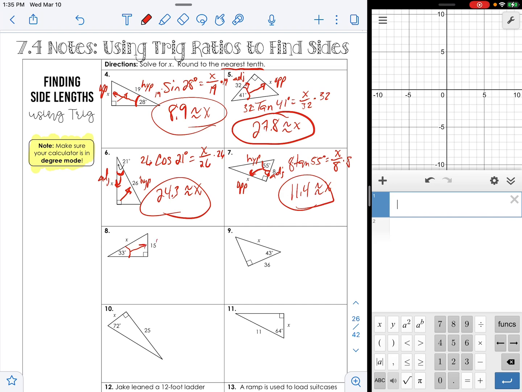Okay, here we go. In the question, this is opposite and this is hypotenuse. So that's the sine of 33 degrees equals 15 over x. Now, what we have to do is get rid of the x.